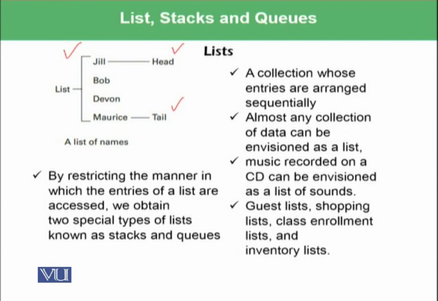Then you could have a guest list, you could have a shopping list, for example the products which you are going to shop or which you have already shopped, a class enrollment list, your attendance sheet in the classroom, and for example an inventory list, the number of products available in a stock. So we traverse this list in different ways, and by restricting the manner in which these entries of a list are accessed, we obtain two special types of lists known as stacks and queues. So let's discuss them in detail.